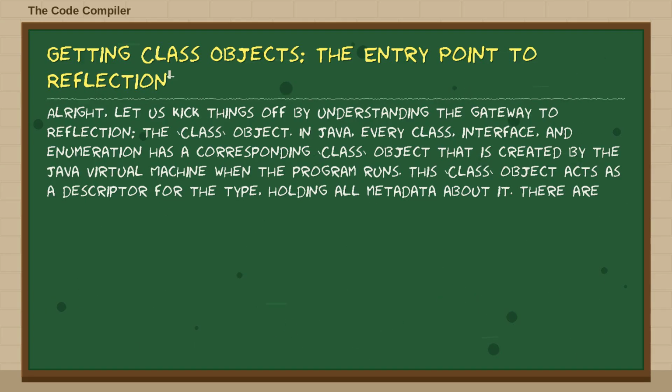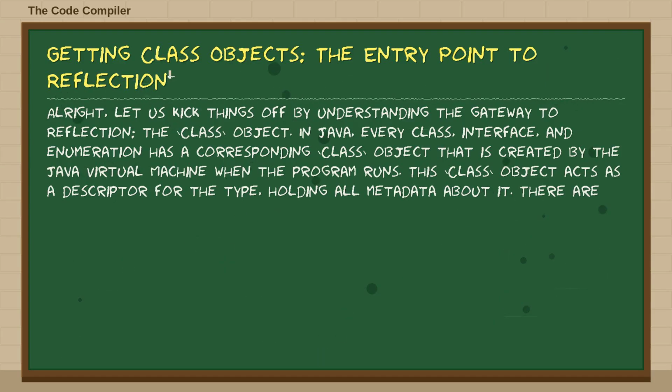First, using the Class.forName method with the fully qualified name of the class, which is great for dynamic loading. Second, using the .class literal on a known type, like String.class. And third, by calling the getClass method on an existing object instance. Once you have a class object, you have the key to introspection.